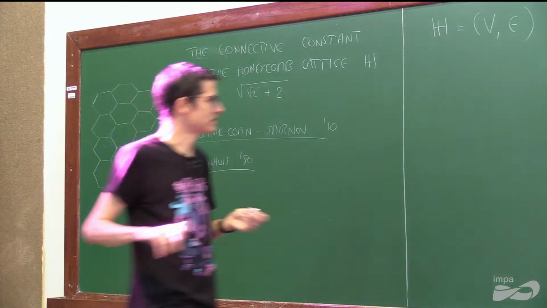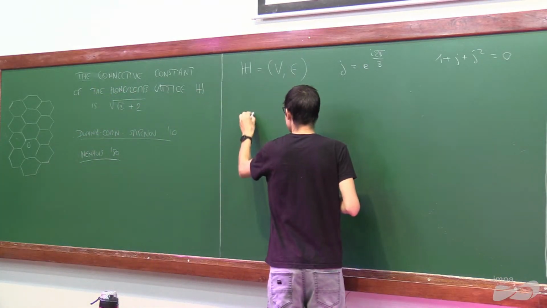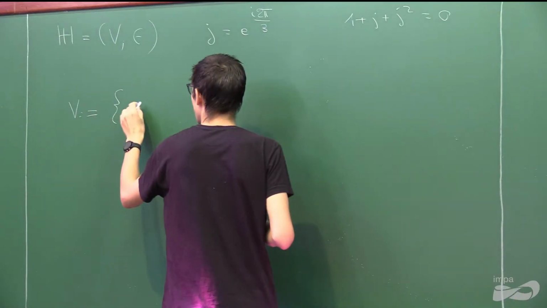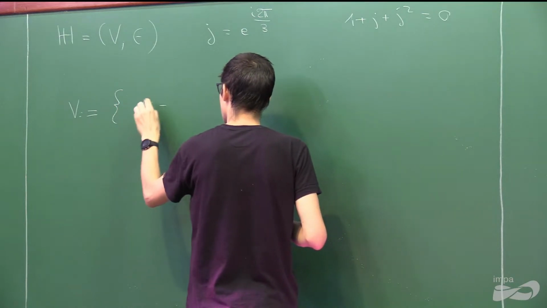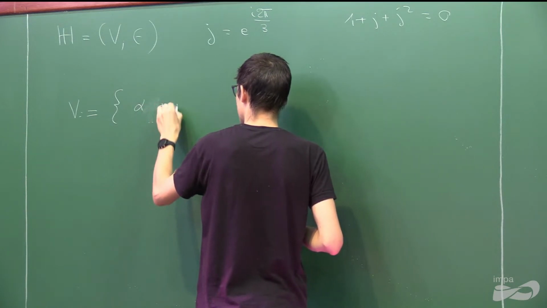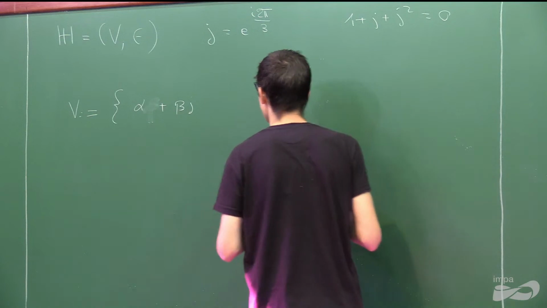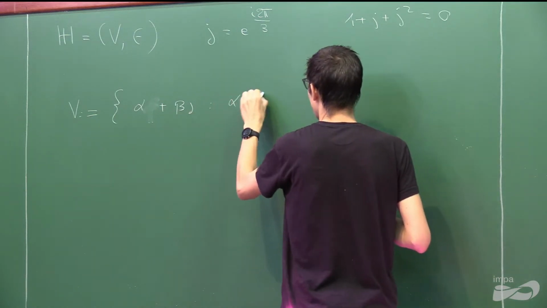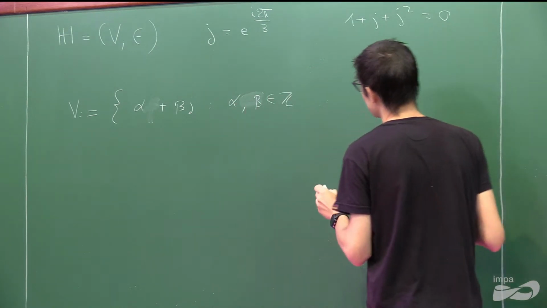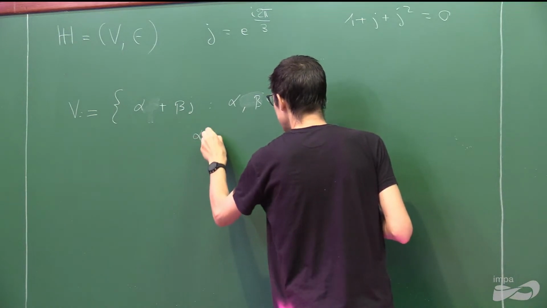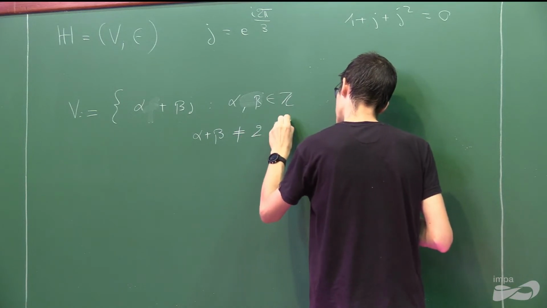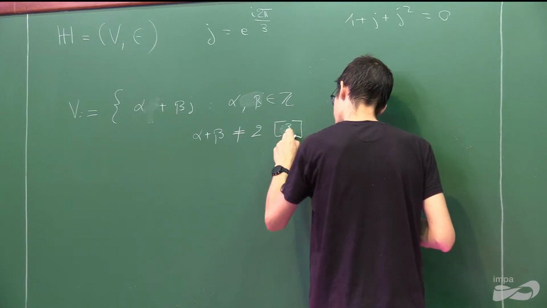So what this means is that if you look at the set of vertices, this is the set of alpha times 1 plus beta j, alpha, beta in Z, and I put the extra condition that alpha plus beta is not equal to 2 modulo 3.